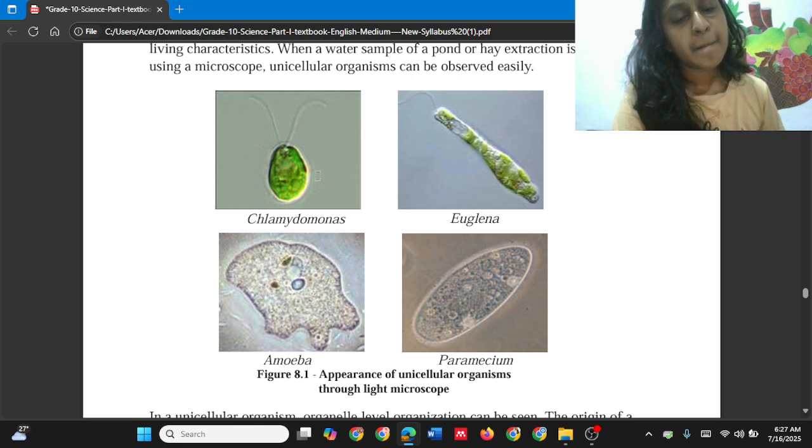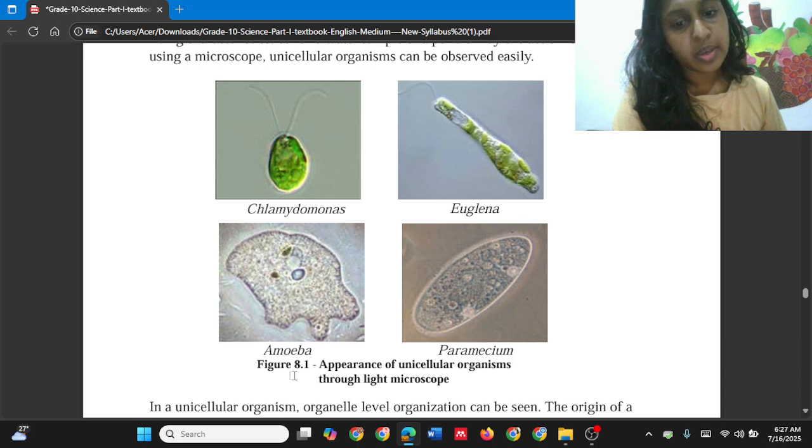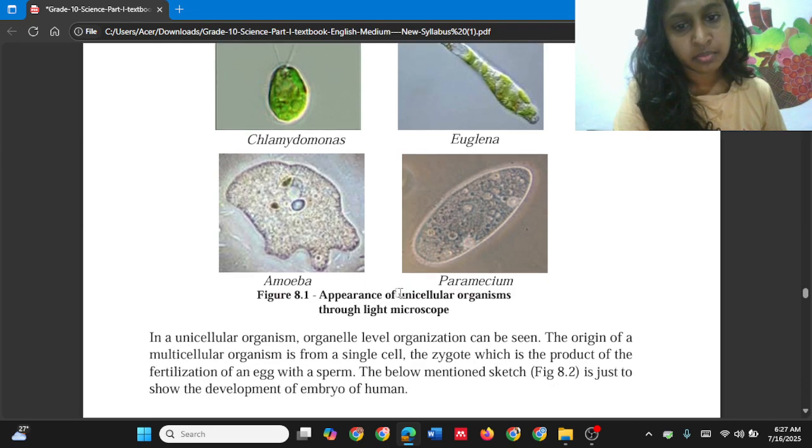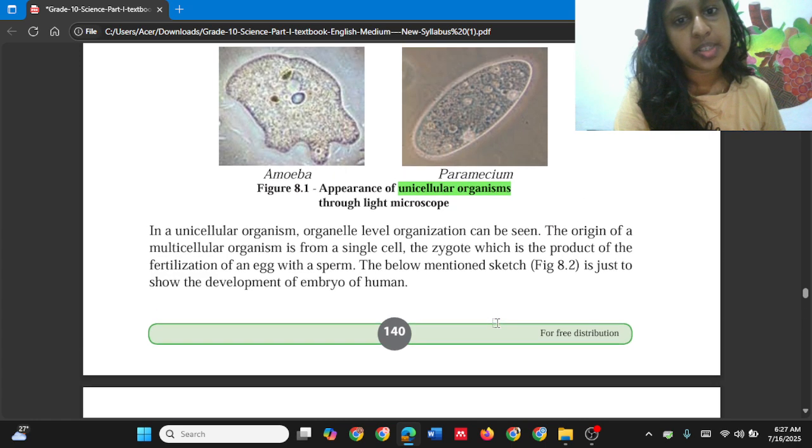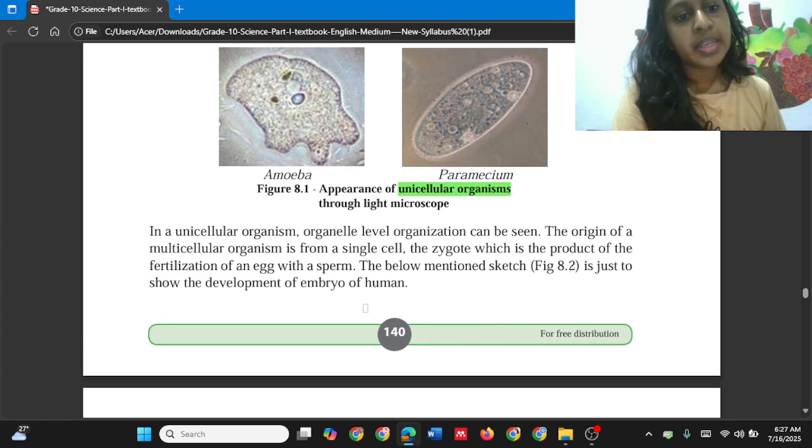Chlamydomonas comes under green algae, no? Euglena, Paramecium, amoeba. They all come under protozoans. So we can call all these 4 unicellular organisms, and we could observe them through a light microscope. In a unicellular organism, organelle level organization can be seen. The origin of a multicellular organism is from a single cell.